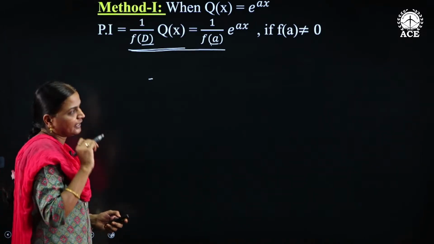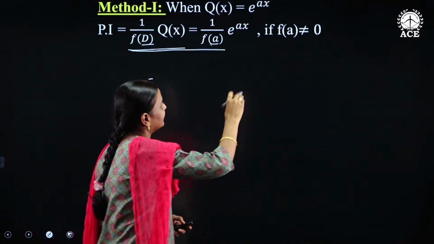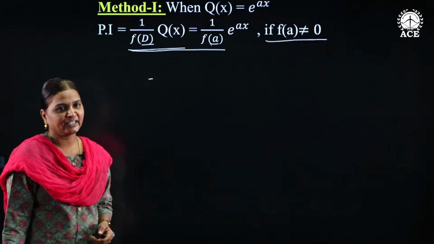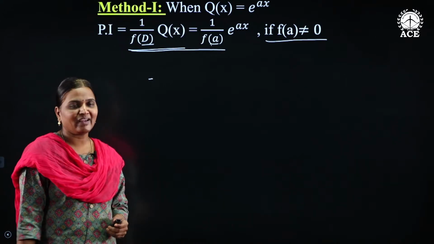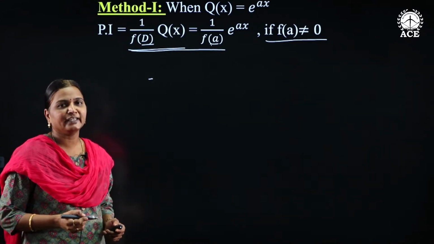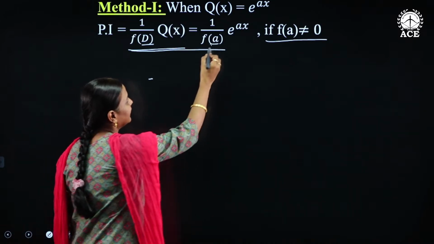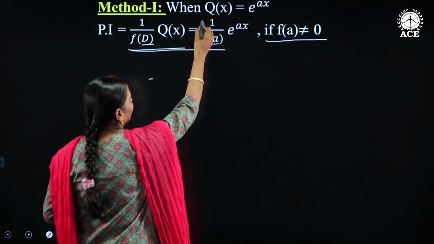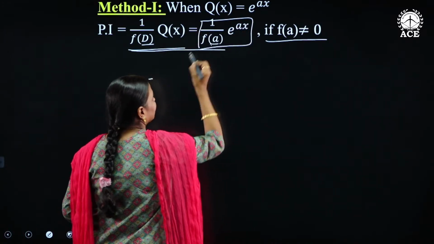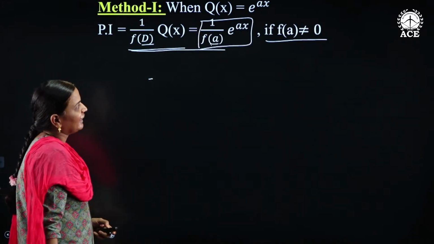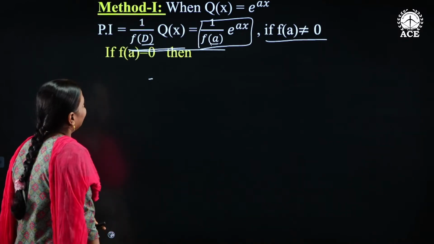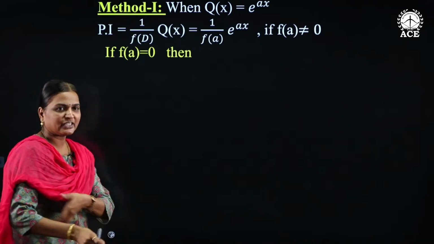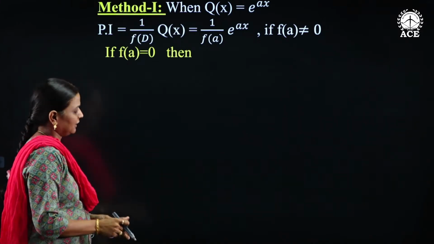This is possible with one important condition. What is that condition? It is possible only when f of a is not equal to 0. When the functional value is not equal to 0, the particular integral is obtained by replacing d by a in f of d. What happens when f of a is equal to 0? In this case, how to write the particular integral?